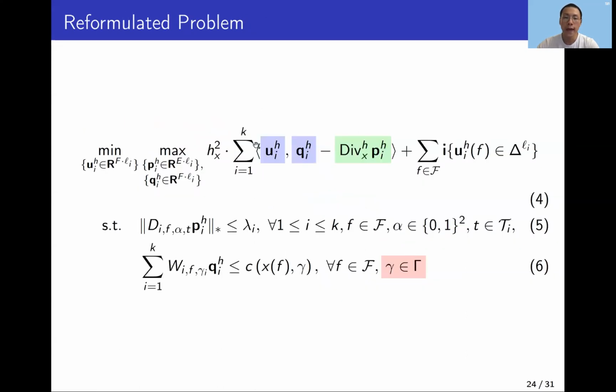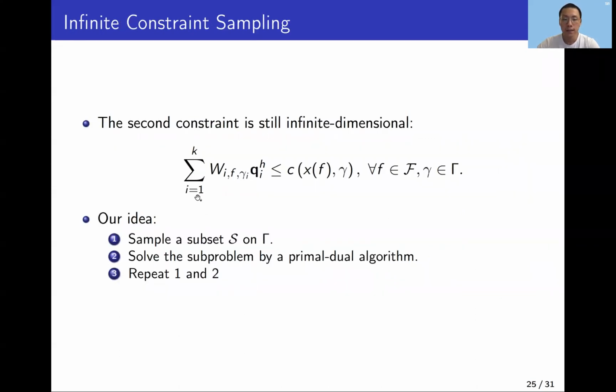So now we have a discretized formulation. Note that equations 4 and 5 are already finite dimensional. But equation 6, we still have infinite dimensional because of gamma. How to tackle this problem?